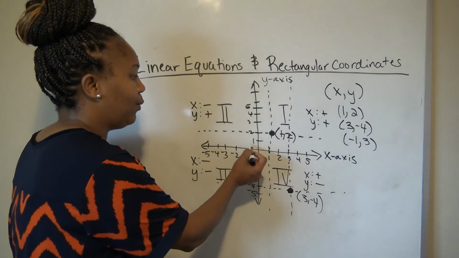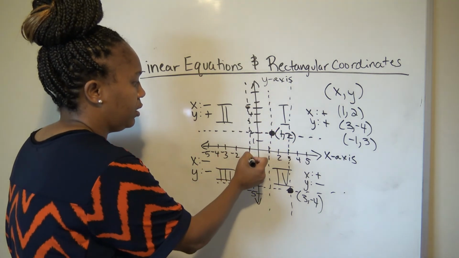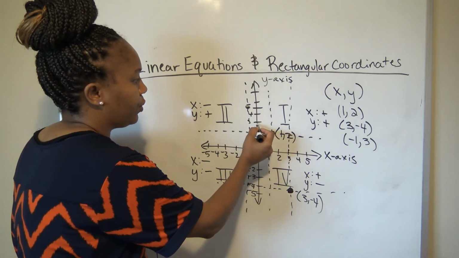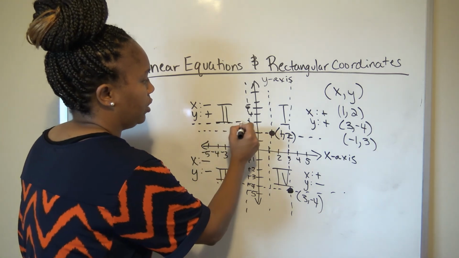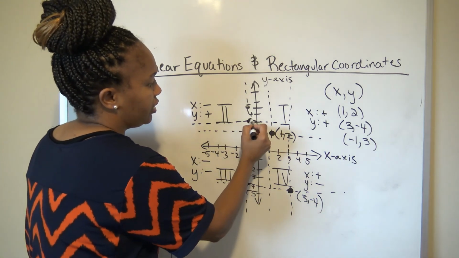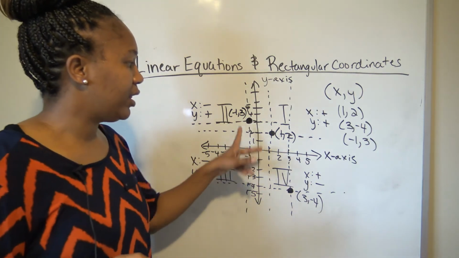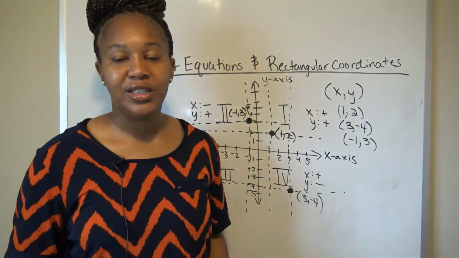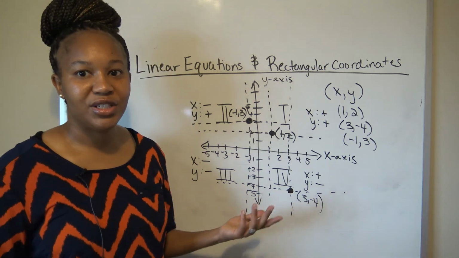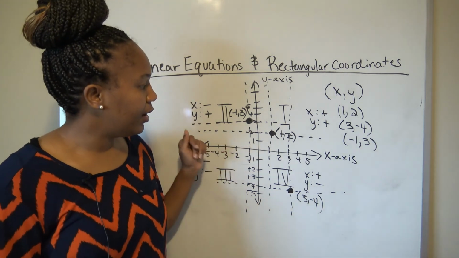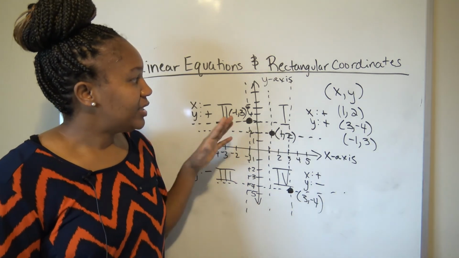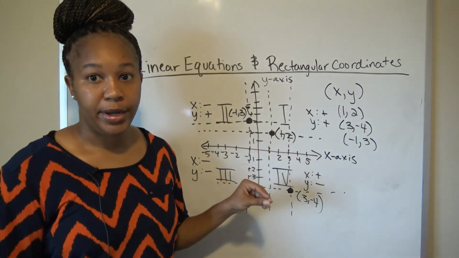So you would go to -1 on the x, which is here, and you would go to 3 on the y, which is here. Where those 2 intersect, which is here, is where (-1, 3) will live. And of course, I wouldn't leave those dashed lines. I would erase them, but for the sake of showing you, I'm leaving them there. So that's how you would plot your ordered pairs.